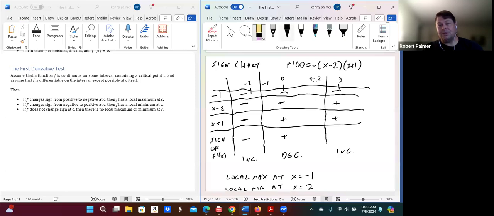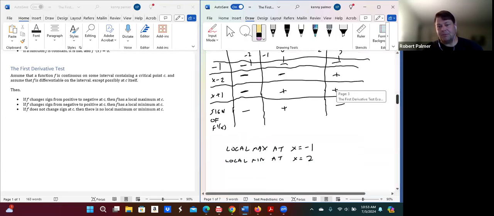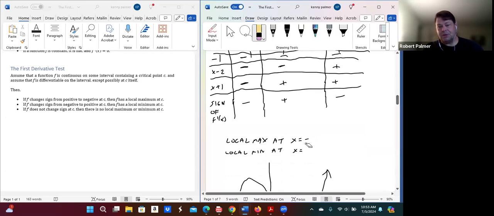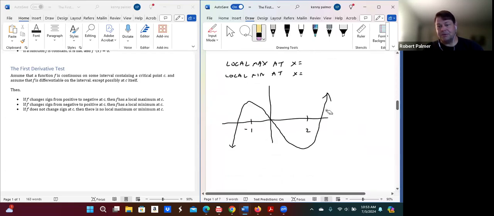All right, so we just have to change these labels here and change those, and also just go ahead and erase this. We'll fix that.